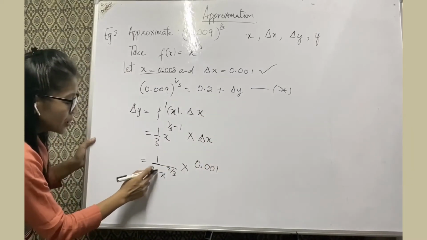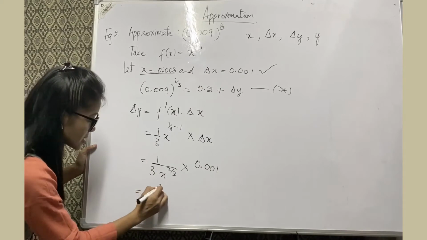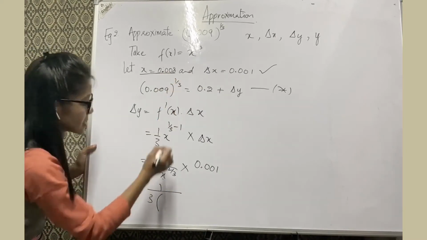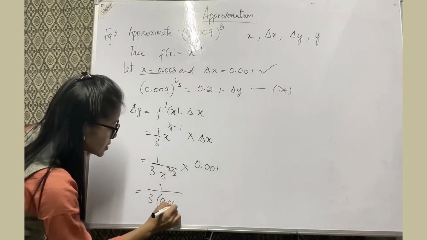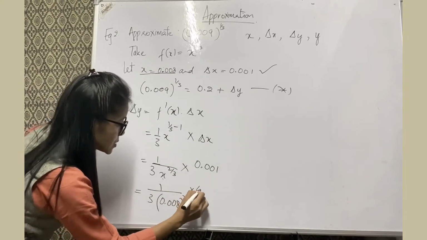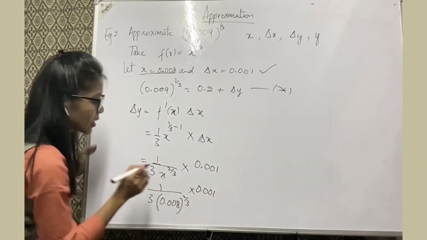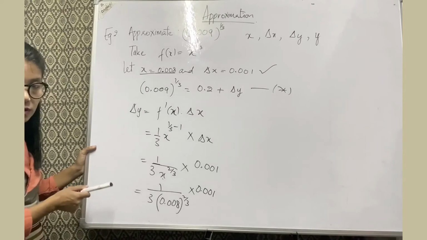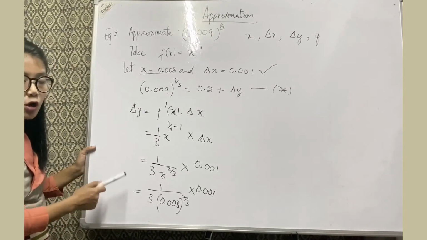0.001, okay. So now this is equals to 1 upon 3, okay. What is my x? x is 0.008 raised to 2 by 3 into 0.001, okay. Now some of you may face problem in solving such values, okay. So that is quite simple using the law of exponent.